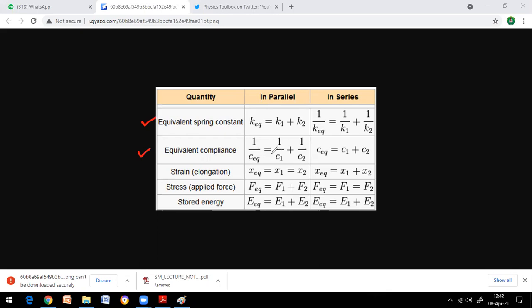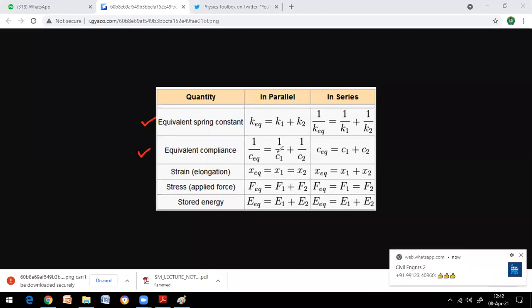Equivalent compliance, and K is the stiffness constant under the... what is this? Can anyone tell? Shear modulus. Very good. Shear modulus of two different springs. And the third one, strain, elongation, which reflects the deflection delta.